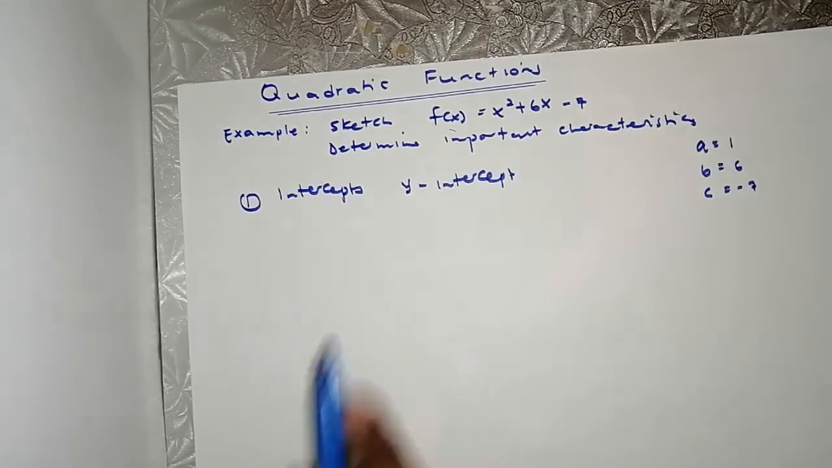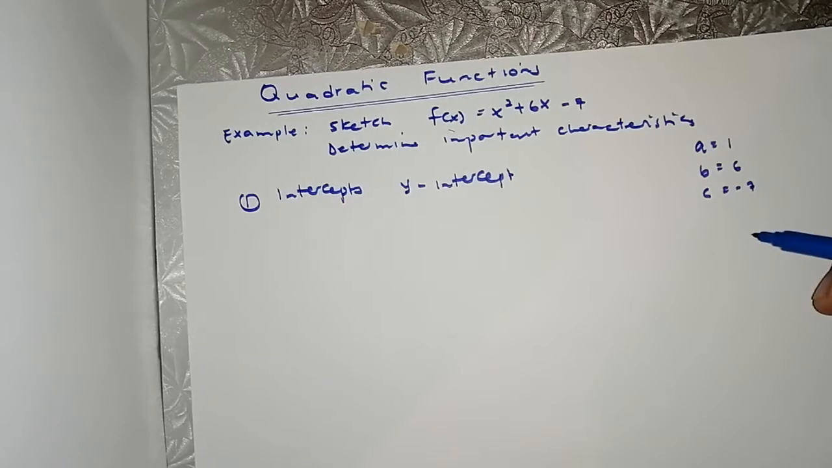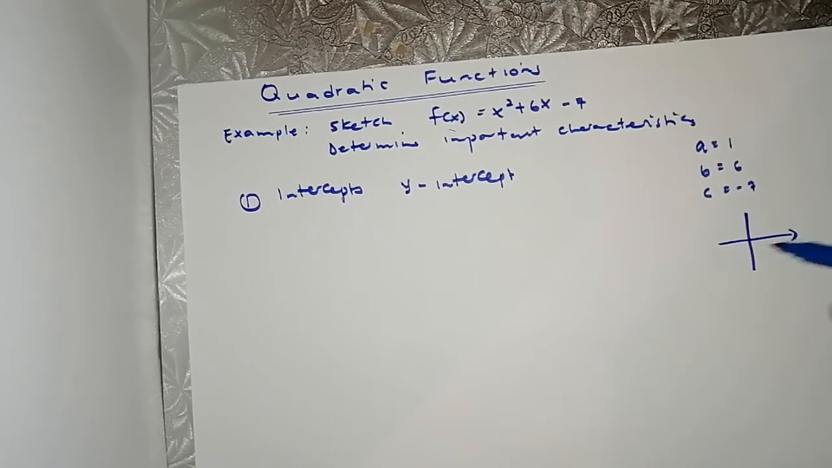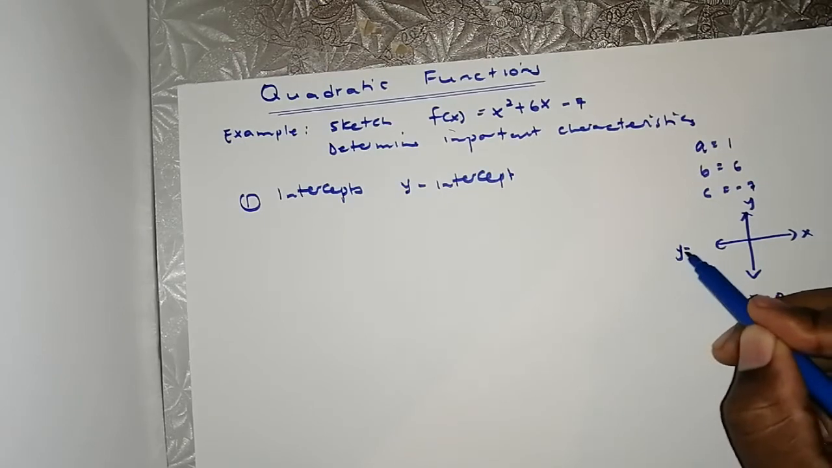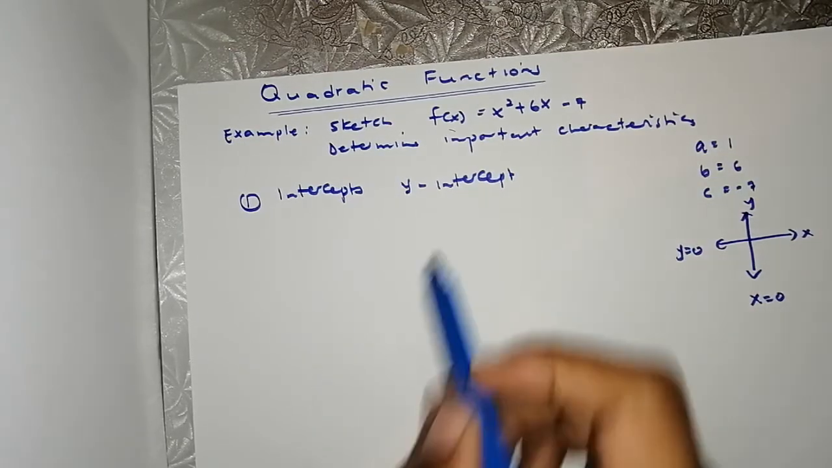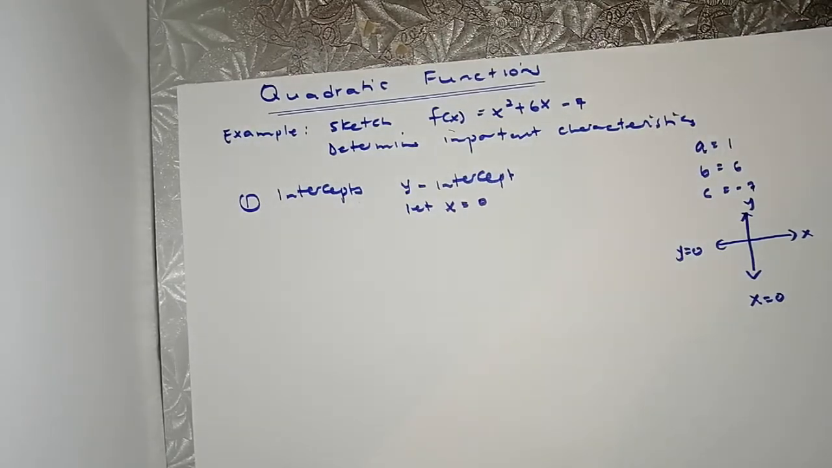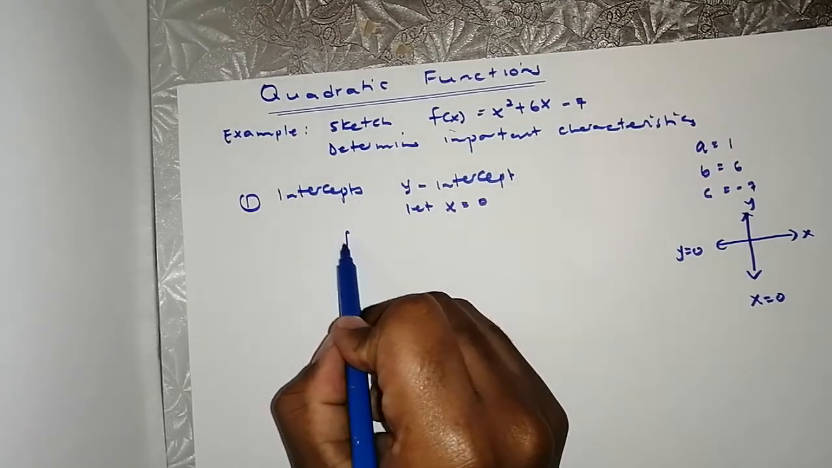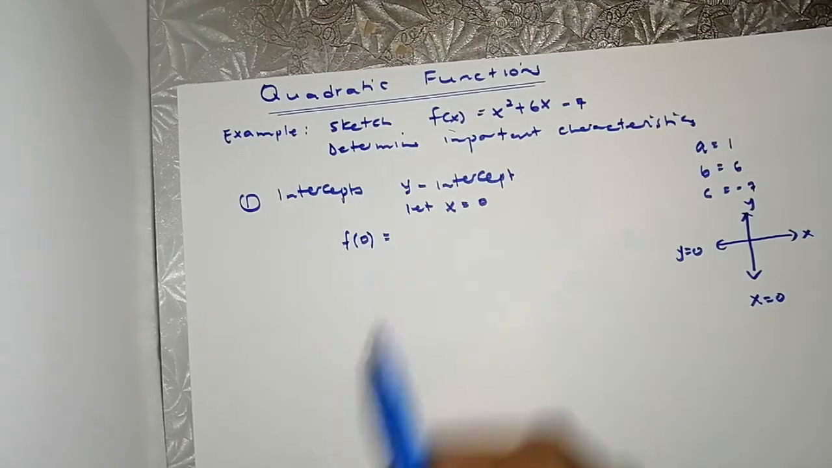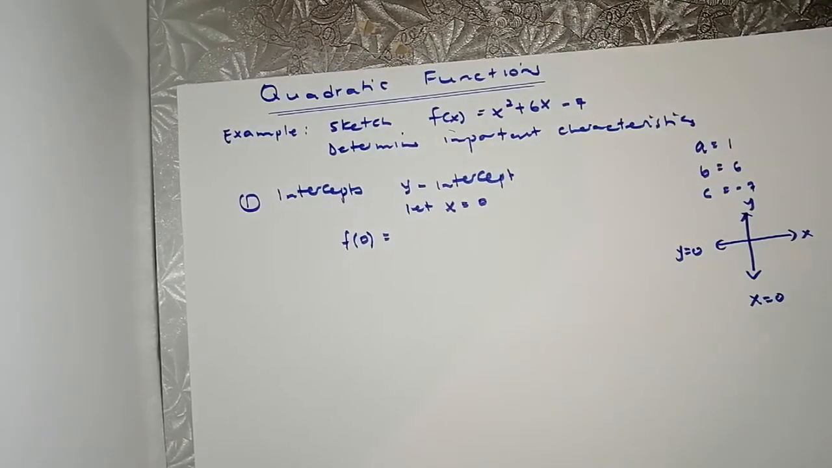The y-intercept. For the y-intercept, you let x equal 0. So the equation of the y-axis is x equals 0. The equation of the x-axis is y equals 0. So you let x equal 0. It's the same as f of 0, or the value of y when x equals 0, or where the graph cuts the y-axis.